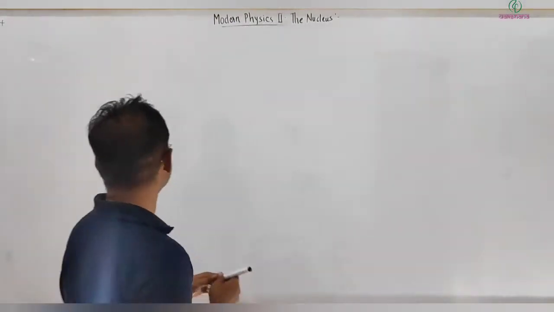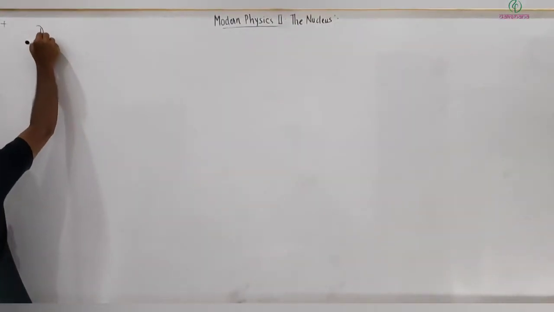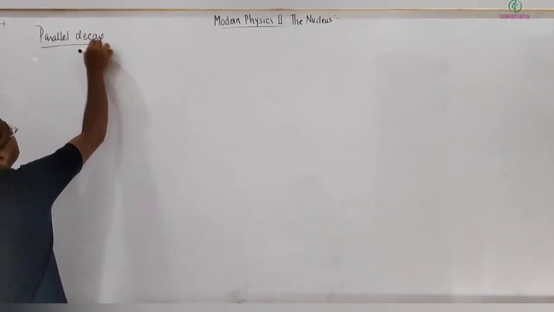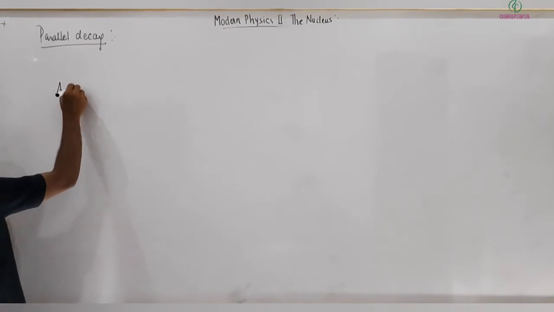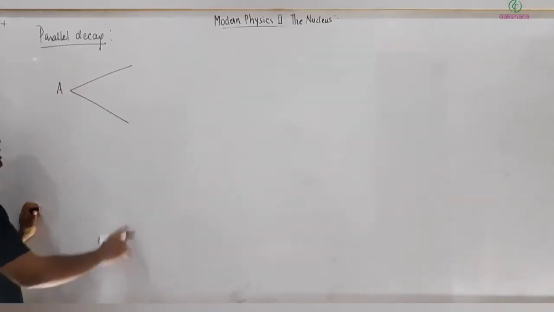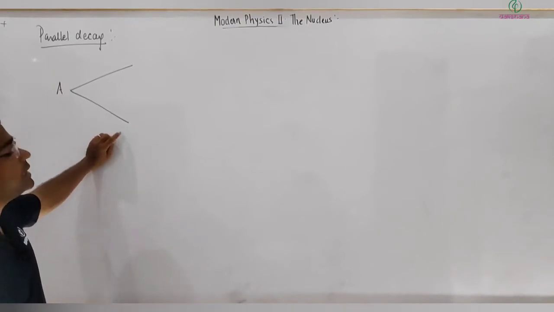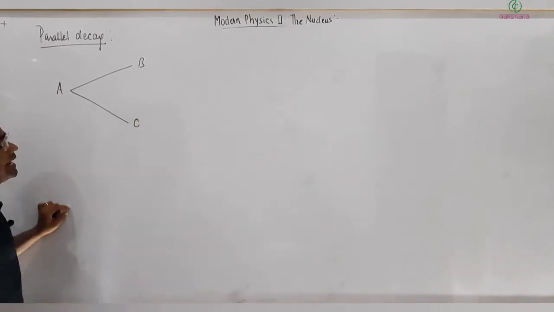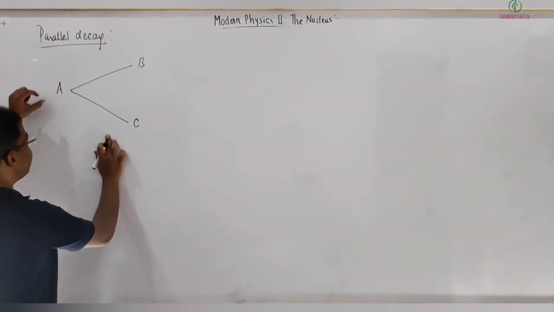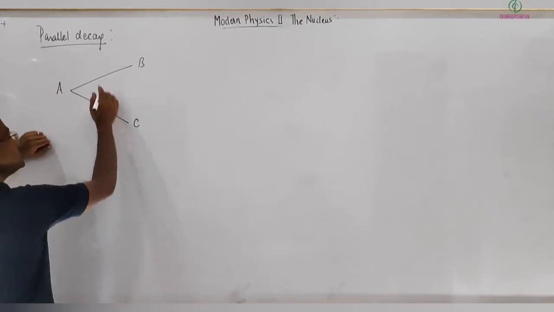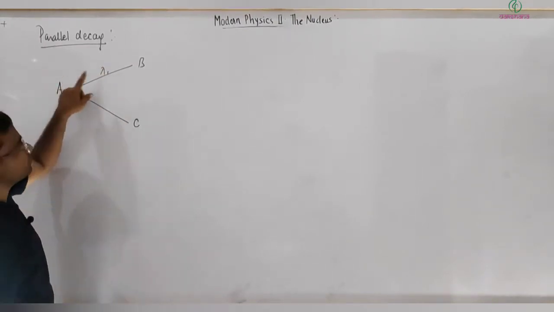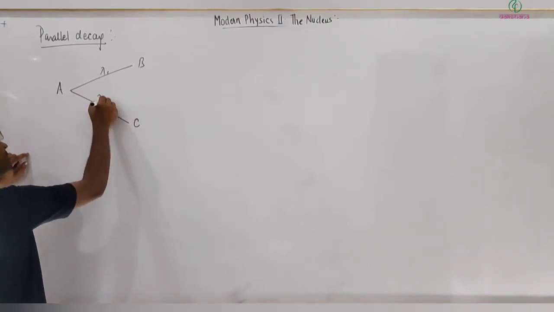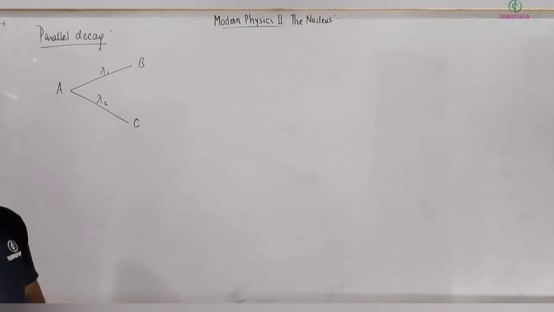Let me first tell you exactly what is happening. Parallel decay means here A is the radioactive nucleus. I am not taking any specific example, I am taking general things. It's forming radioactive nuclei B and C, and simultaneously it's breaking and forming these. So this is A converting to B also, and A converting to C also. For A to B, the decay constant is lambda 1. For A to C, the decay constant is lambda 2.